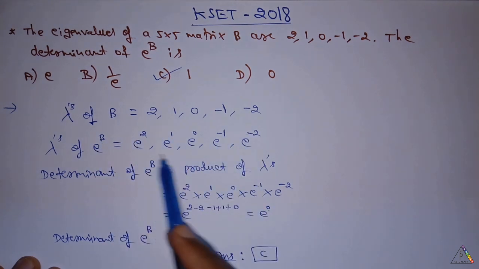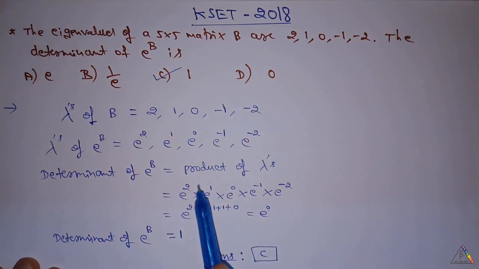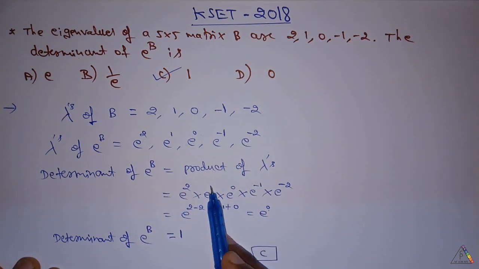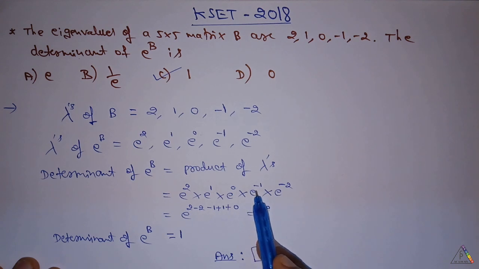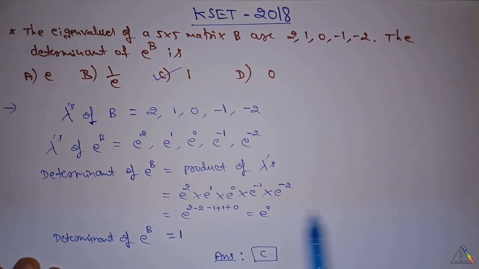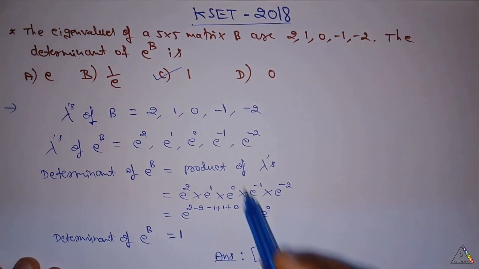to the product of these eigenvalues, that is e power 2 into e power 1 into e power 0, e power minus 1 into e power minus 2, and the product will be equal to e power 0, that is equal to 1. Therefore, the determinant of this e power B matrix is 1. Therefore, for this question, the answer is option C.